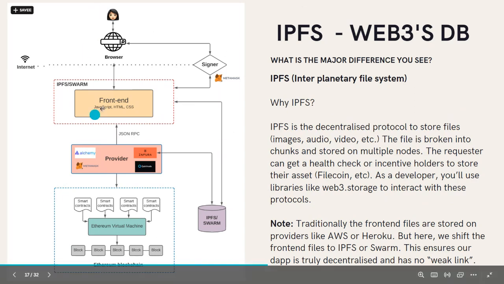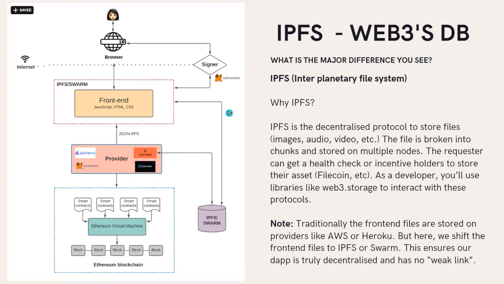So if you look at our architecture, it has become quite extensive, but we have added this new cylinder called IPFS swarm. Now, the IPFS stands for the Interplanetary File System. The IPFS is a decentralized, again, it's a protocol. It is a decentralized protocol which is used to store information, which is used to store files. Files can be anything ranging from images, audio, video, and so on and so forth.